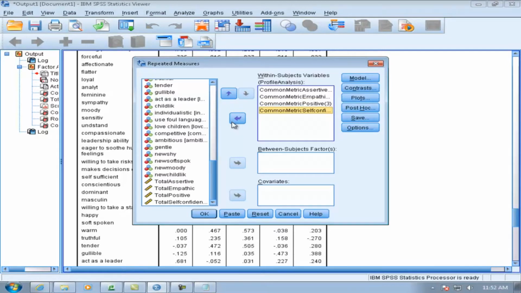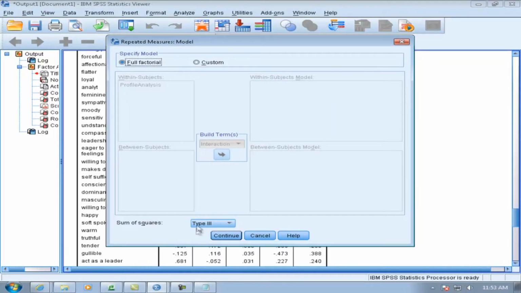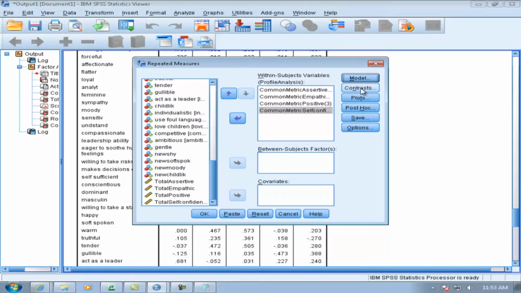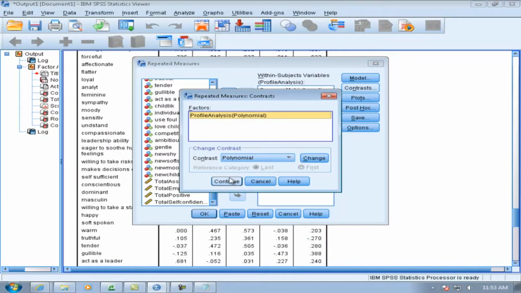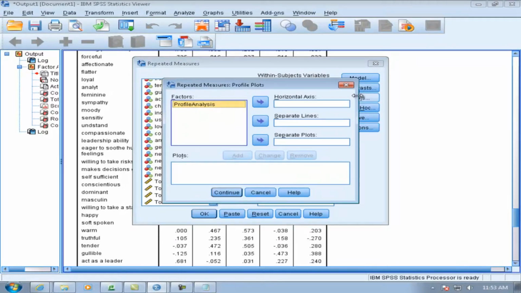Okay. Now for model, I'm not going to care about it, I'll show you what it is, but we're not going to modify anything, okay? We'll be using type 3 sums of squares. That's by default. You can do type 2, type 1. Type 3 will adjust for all the parameters involved. Contrast, we're not going to use that either, okay? Let me show you what it is. Plots we're going to use. So we're going to put the profile in the horizontal so we can look at them. And so I took profile and I clicked it over here. Do you see how I did that? Now I got to click on add right here. Then I click on continue.